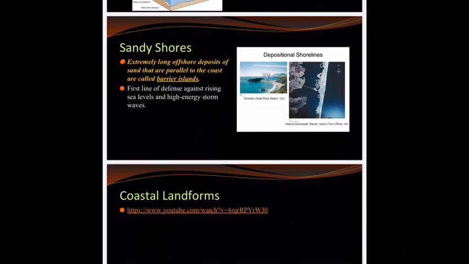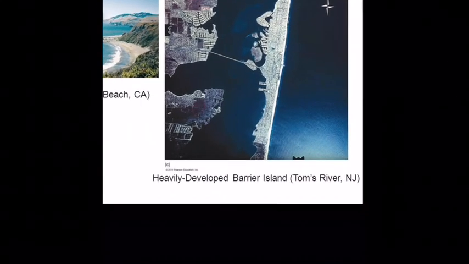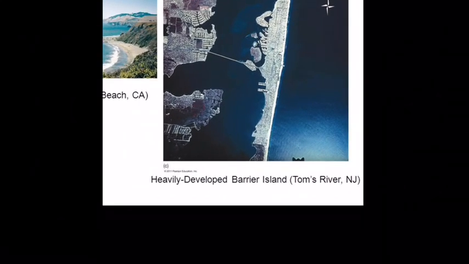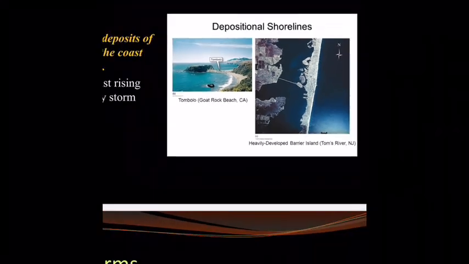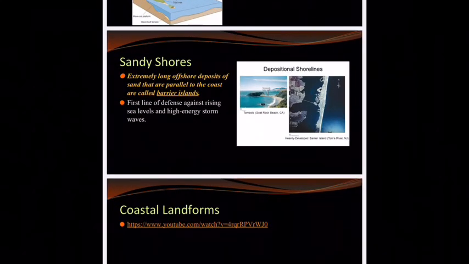All right, and there are extremely long offshore deposits of sands that are parallel to the coast, and they're called barrier islands. And sometimes people live on them. Okay, look at that one. That's in Toms River, New Jersey. I used to live there. Okay, that's it.